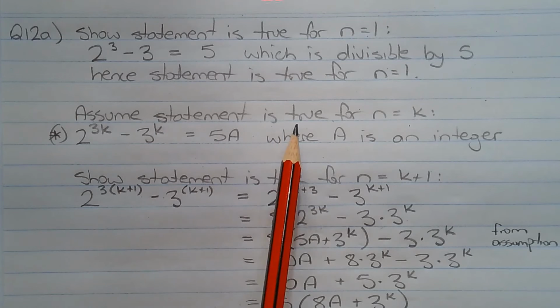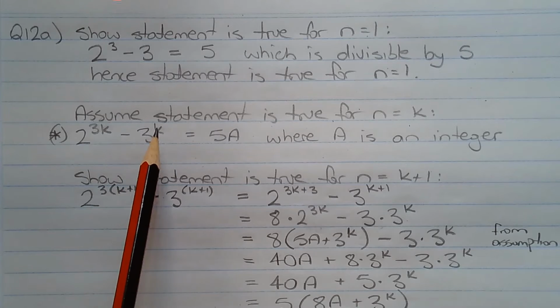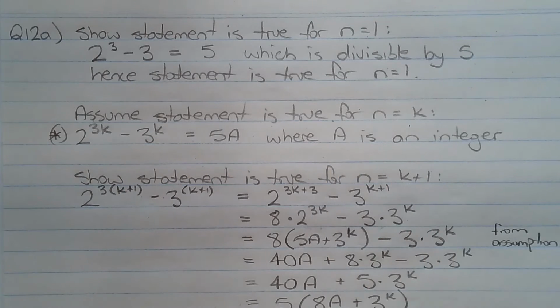Next, we assume the statement is true for n equals k. That is, 2^(3k) minus 3^k equals 5a, where a is an integer.